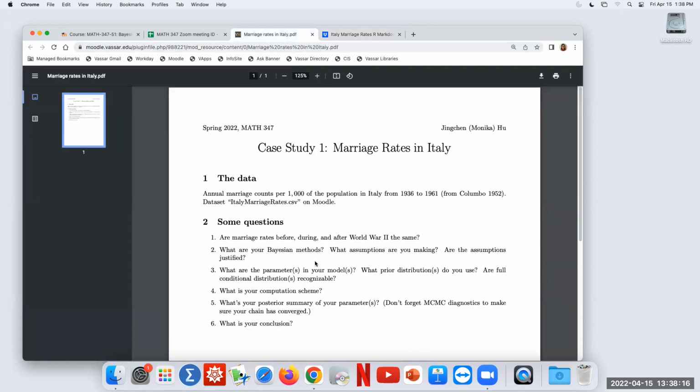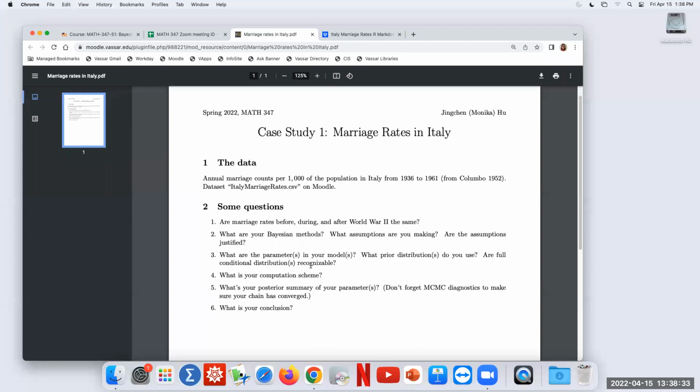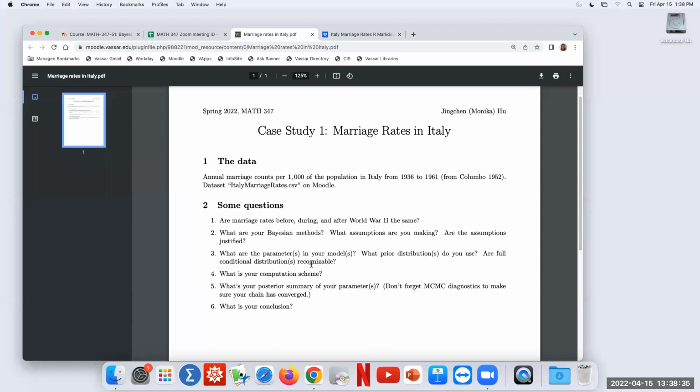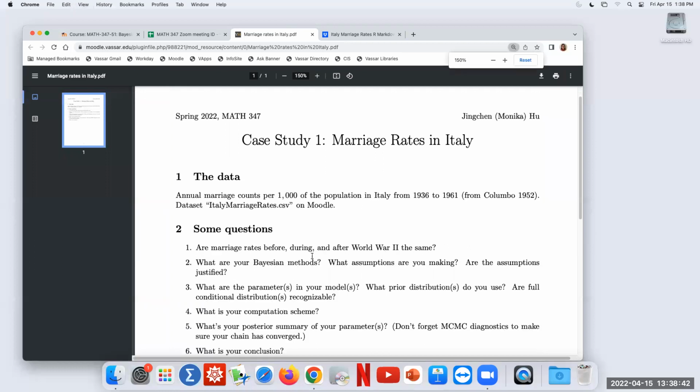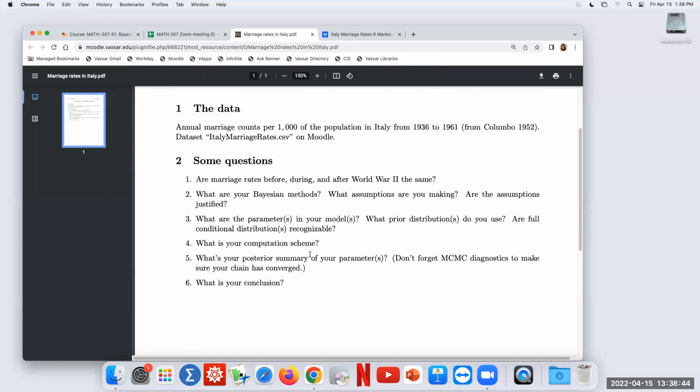Are marriage rates before, during, and after World War II the same or not, and what are possible Bayesian methods that you would like to use to approach this problem? When you're doing that, what assumptions are you making, and can you justify them before you fit the model? Then, of course, make sure that you recognize what the parameters in your model are. Once you recognize what they are, the natural step, as we know in Bayesian inference, is to pick the appropriate prior distributions for them.